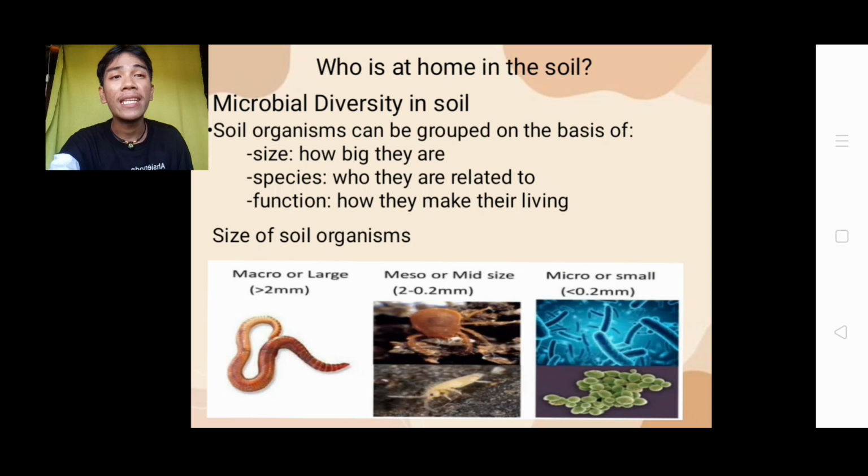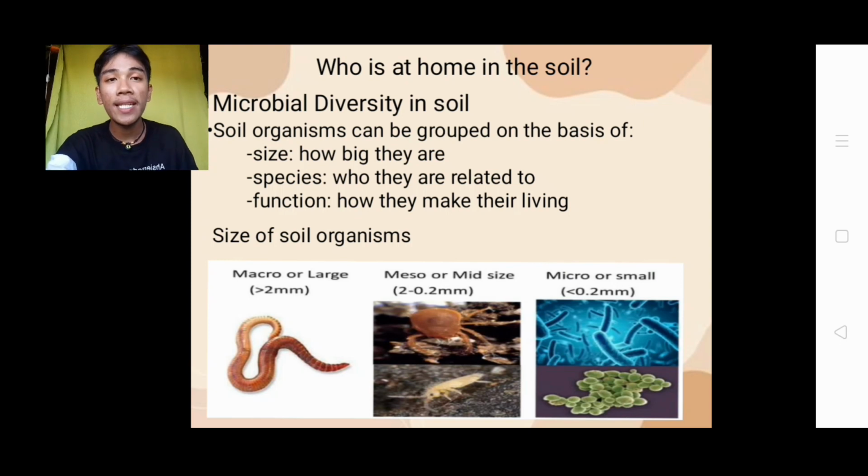Soil organisms can be grouped on the basis of size, how big they are, kung maliit ba sila, malaki, katamtaman, or sobrang malaki, or mas malaki pa sa tao. Meron bang mga ganong organisms, or the species who they are related to, related ba sa tao, related ba sa isang organisms pa, or sa ibang living organisms, and functions, how they make their living. Paano sila nabubuhay, okay? Paano sila nag-multiply, paano sila dumadami. That is the basis group, okay, of the soil organisms.